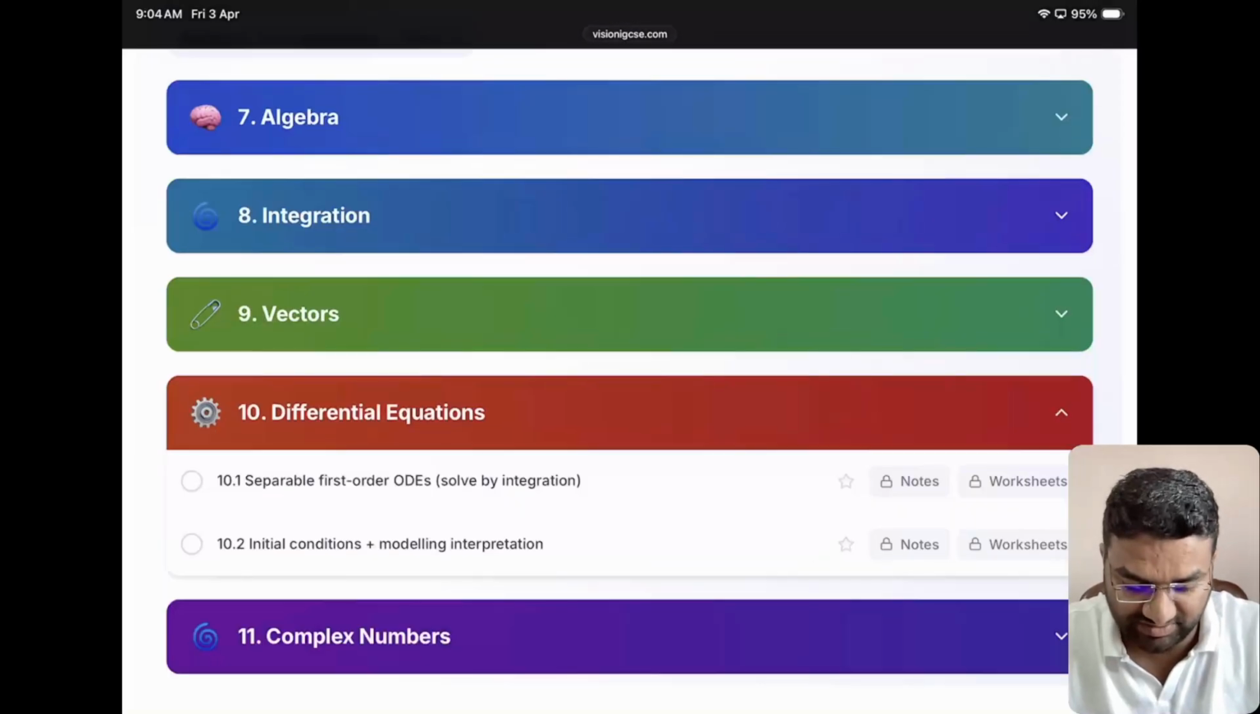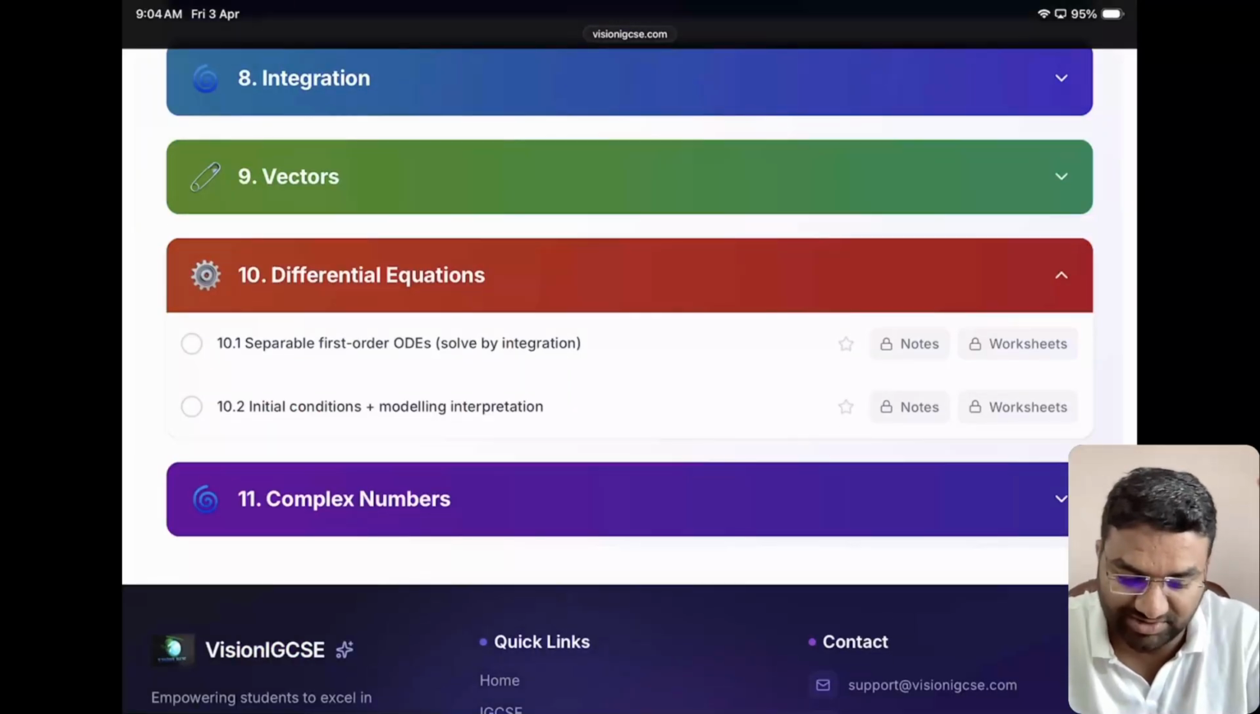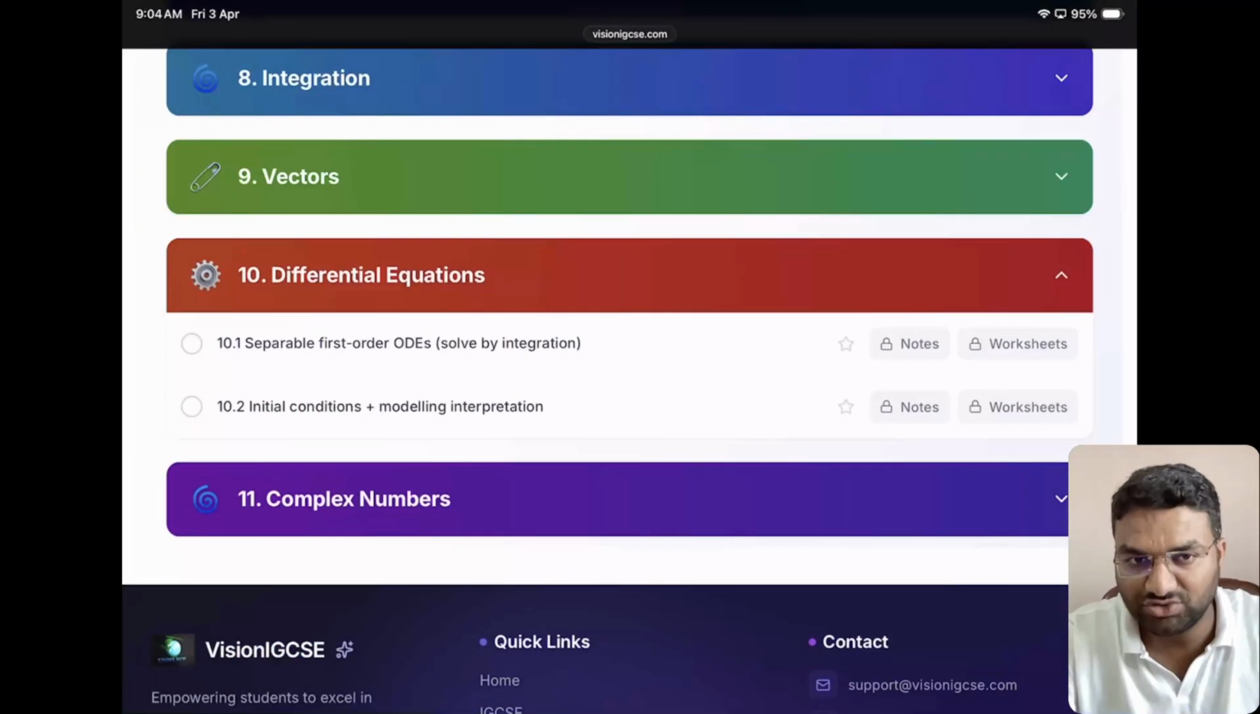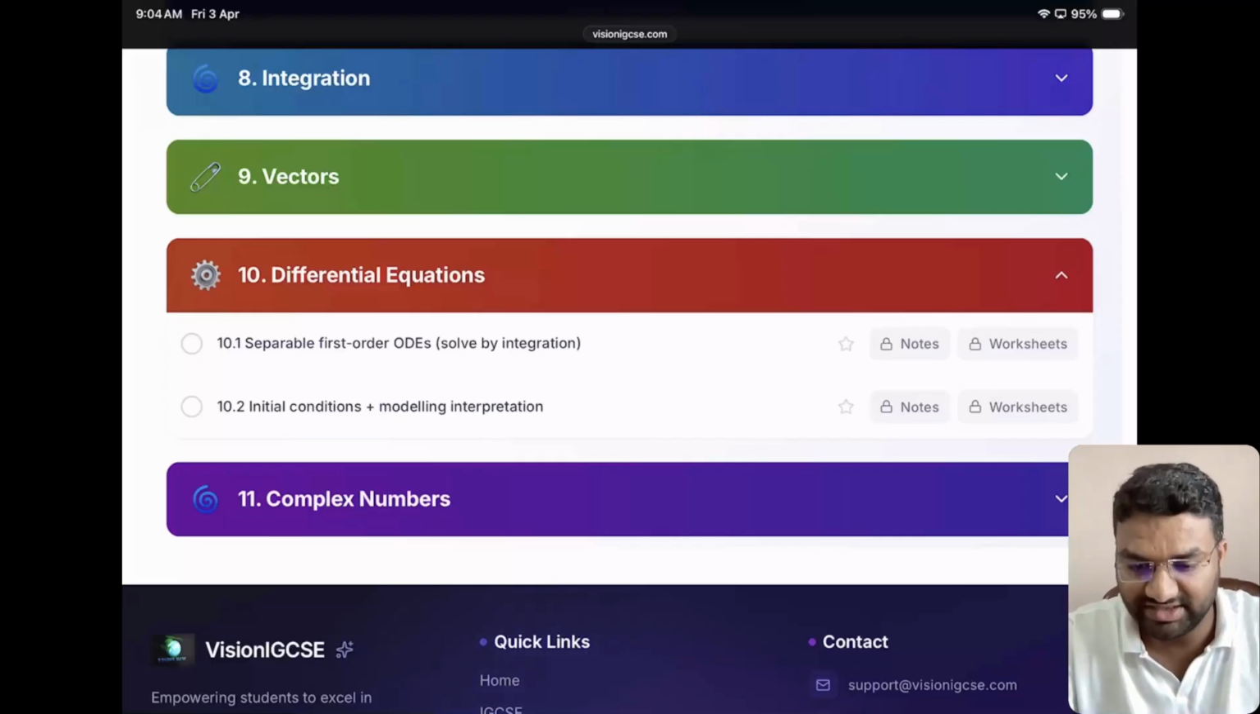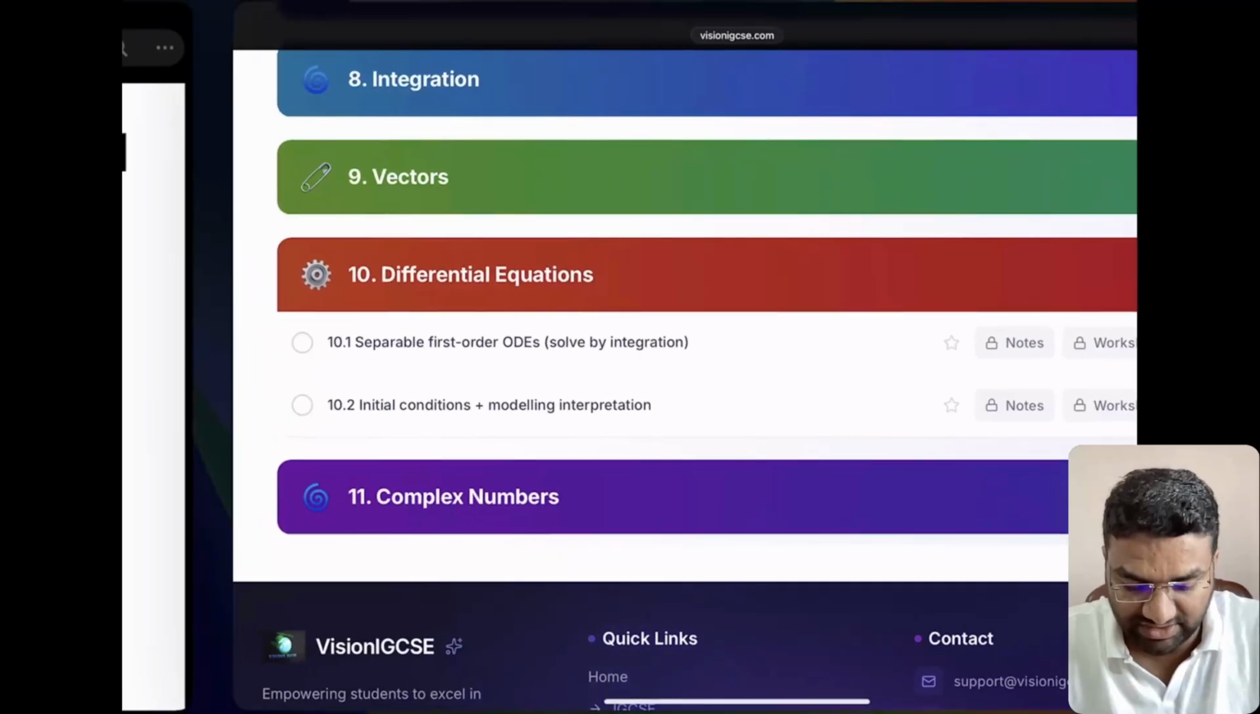So suppose you want to do the practice questions on the differential equation itself, you have two chapters there: separable first order differential equations, and then initial condition modeling interpretation parts. Fine, so that's it. We'll jump straight away into the question and answers.